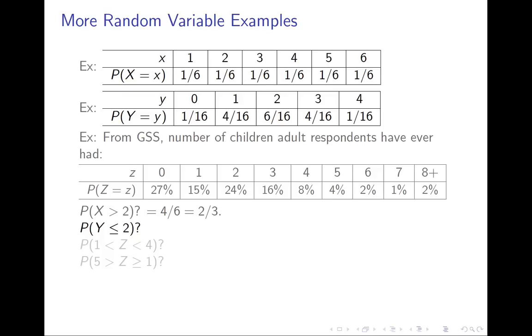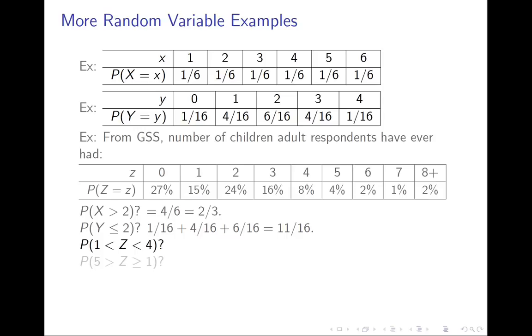Now you try each of these to make sure you've got it, pause the tape as necessary. What's the probability y is less than or equal to 2? That is, the probability when you flip 4 coins, you get 2 or fewer heads. Well, there are 3 ways. 0, 1, or 2 heads. The only possibilities, you add up those probabilities, you get 11 sixteenths.